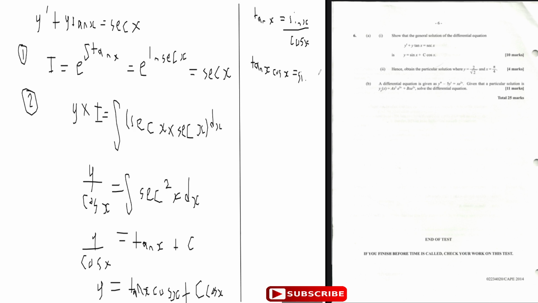So since that is what we get, then we can resubstitute right here now. We can resubstitute for tan x cos x as sine x. And so what we're getting is y is equal to tan x cos x, which is sine x. So y is equal to sine x plus c cos x. Nice and easy. So, right, shown.